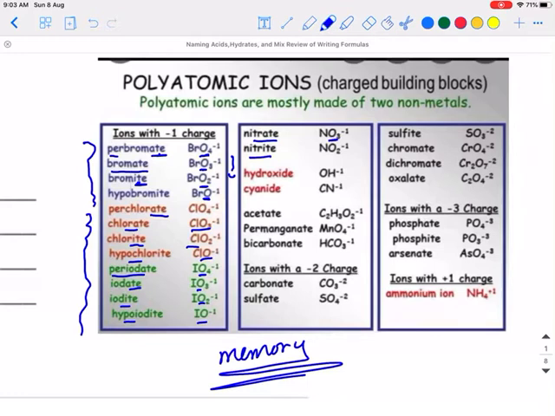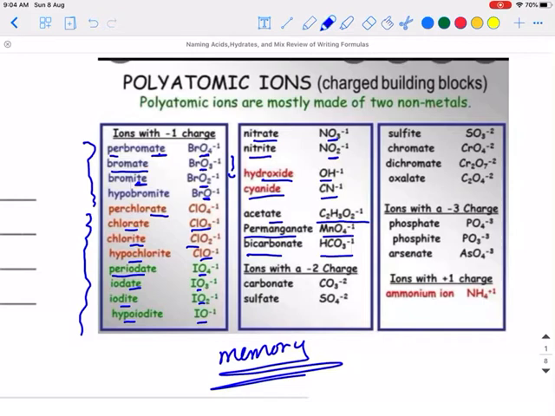Also, if you take a close look, you will see that the one that ends with the suffix -ate has more oxygen than the one that ends with the suffix -ite. Other examples: hydroxide, OH minus, cyanide, CN minus, acetate, C2H3O2 minus, permanganate, MnO4 minus, bicarbonate, HCO3 minus.